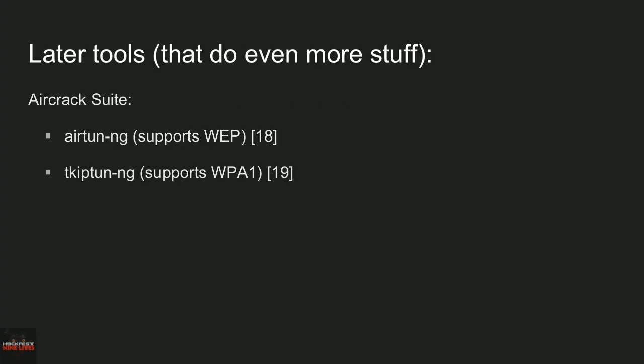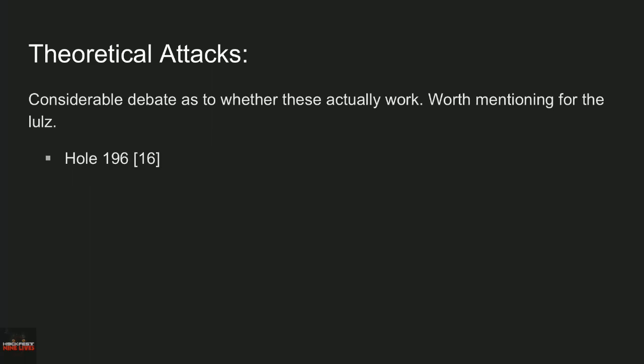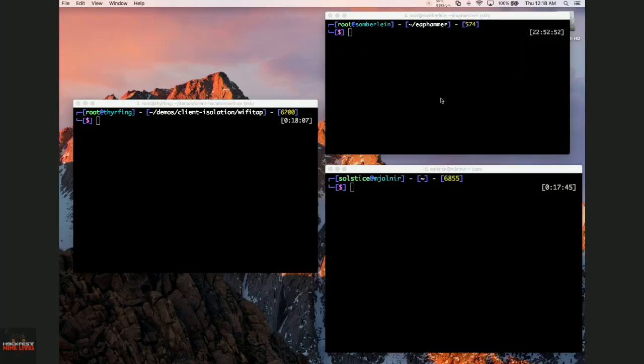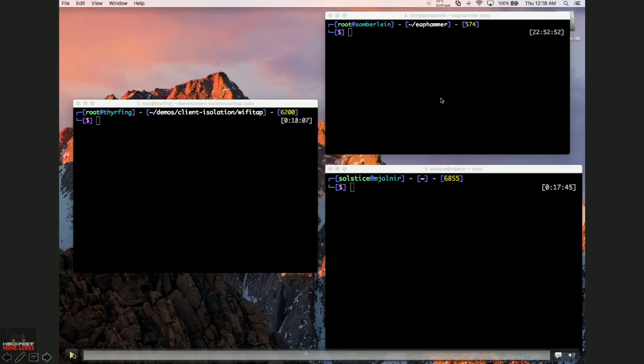There are some other tools that do similar stuff, but with more capabilities. The Aircrack suite has AirTun-ng, which is really cool because you can do this on a WEP network. It has TKIPTun-ng, which lets you do this on a WPA1 network, although it's a lot slower. And there are also some theoretical attacks, which honestly I don't really believe work, but I put them in here to be thorough. There's Hole 196, which apparently theoretically lets you do it on a WPA2 network. I don't really know. I've never actually seen it work.